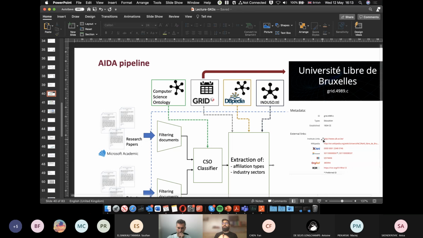So one exercise has been link prediction, predicting whether a paper comes from a company or academia, because the GRID ID is not available, simply because of that. Sorry, I took too long, but I wanted to give the full explanation of it.